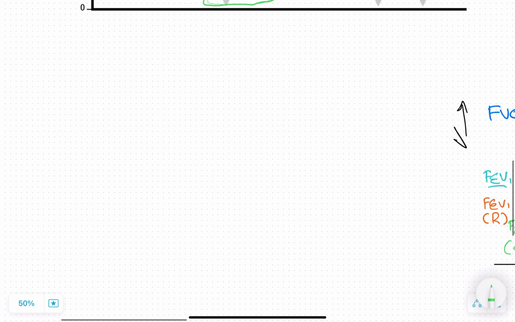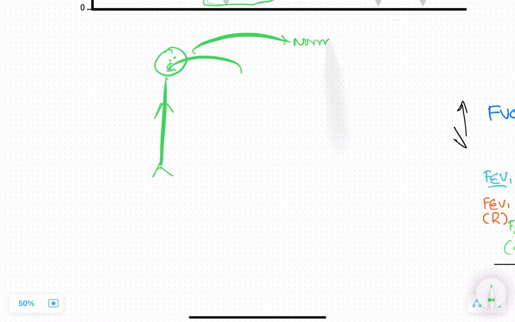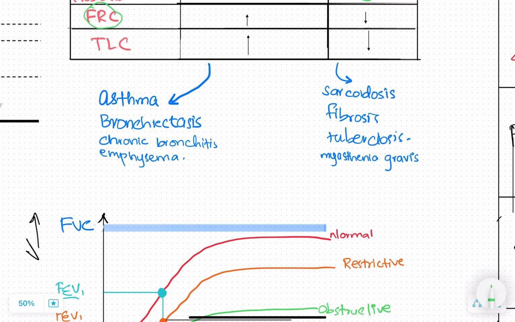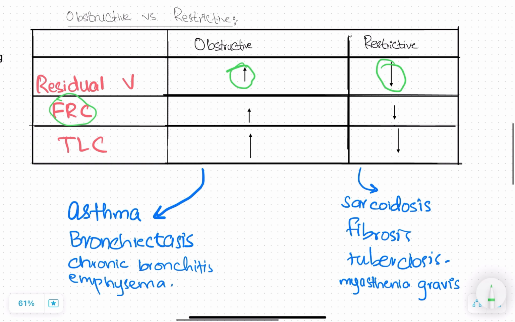So if I would try to explain it in the form of a cartoon, this is a patient and the patient is breathing at a normal rate. This is a normal patient, and the lungs have air inside them. And what is the amount of air at this point of time? That amount of air is the FRC. I hope I have succeeded in explaining this in a simple way.